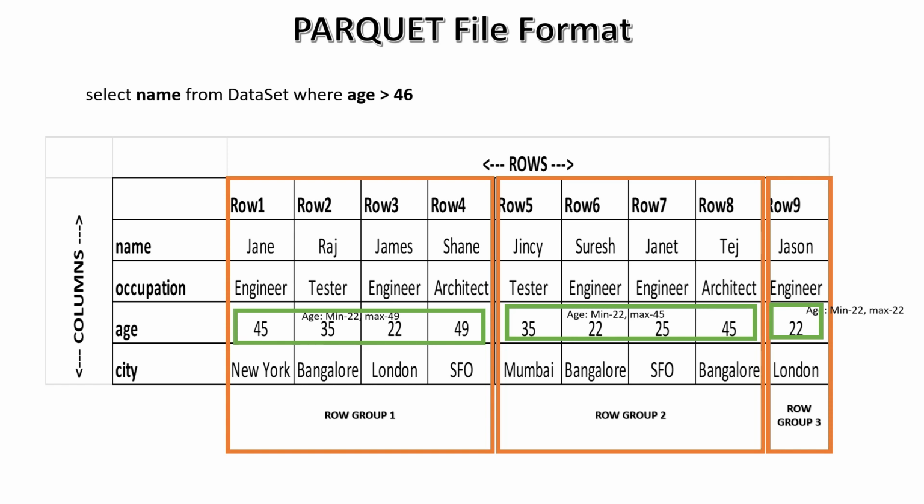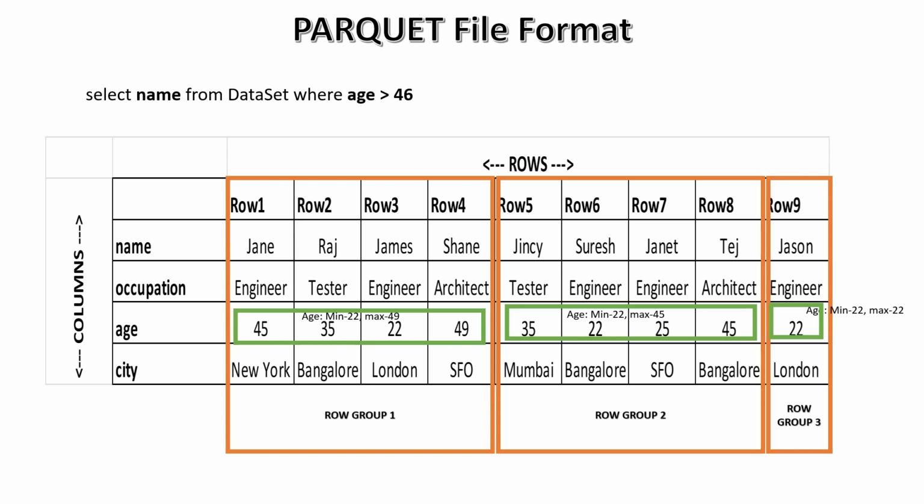So let us consider an example. If we want to select name from this dataset where age is greater than 46. To get the value for this SQL query, what the Parquet parser will do is, it will go to each of the row groups. It will go to the first row group, then it will go to the age column chunk, then it will take the maximum value and compare with 46. Here the maximum value is 49 and we know that 49 is greater than 46. That means this row group has some person whose age is more than 46.